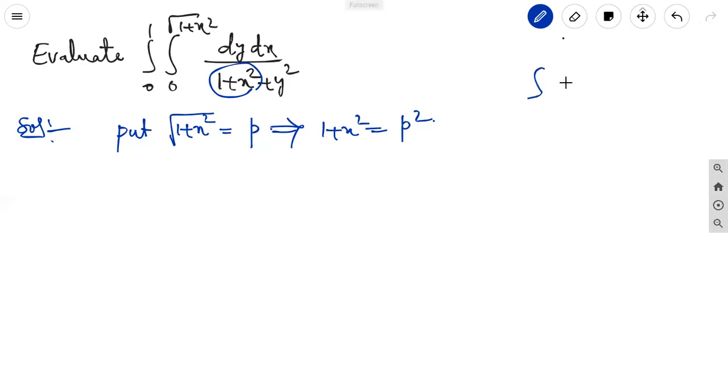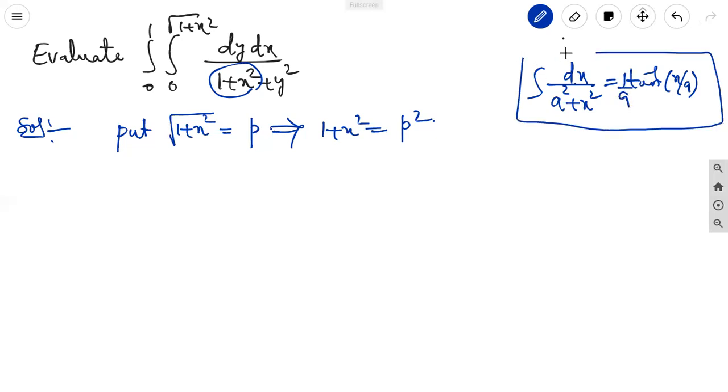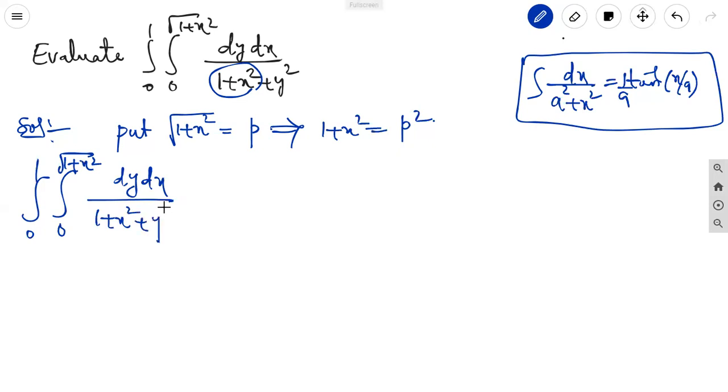We know that the integral of dx by a square plus x square is equal to 1 by a into tan inverse of x by a. That is the formula. For easy reduction and easy solving of the integration, take the given integral from 0 to 1, integral from 0 to under root of 1 plus x square, dy dx by 1 plus x square plus y square.